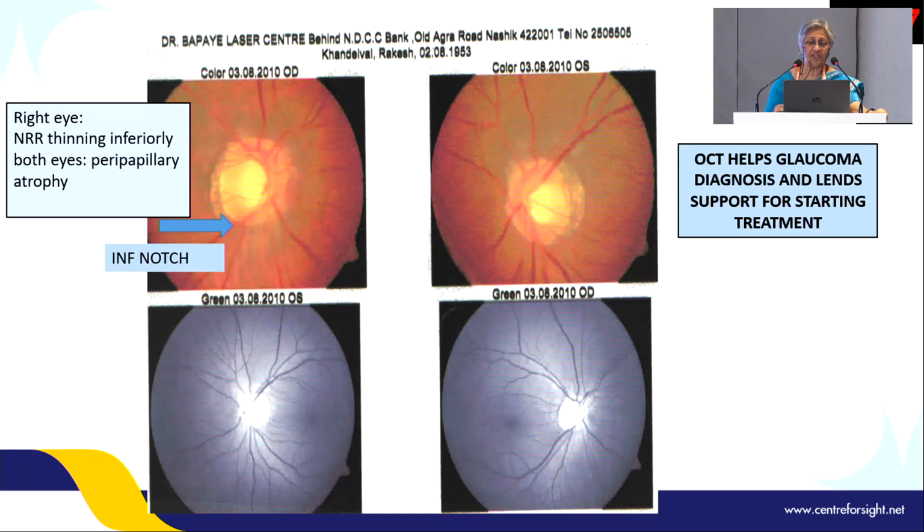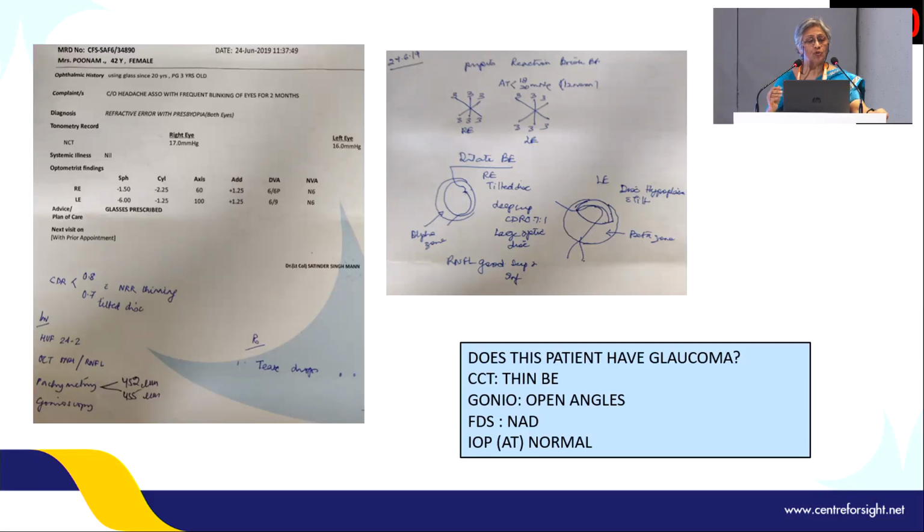Again, as confirmation, we have a look at the optic nerve pictures, and we find that there is an inferior notch in the right eye in comparison to the left eye. So what does OCT help us do? It helps the glaucoma specialist in diagnosing. It also lends support to us to start our treatment. We go to a second case.